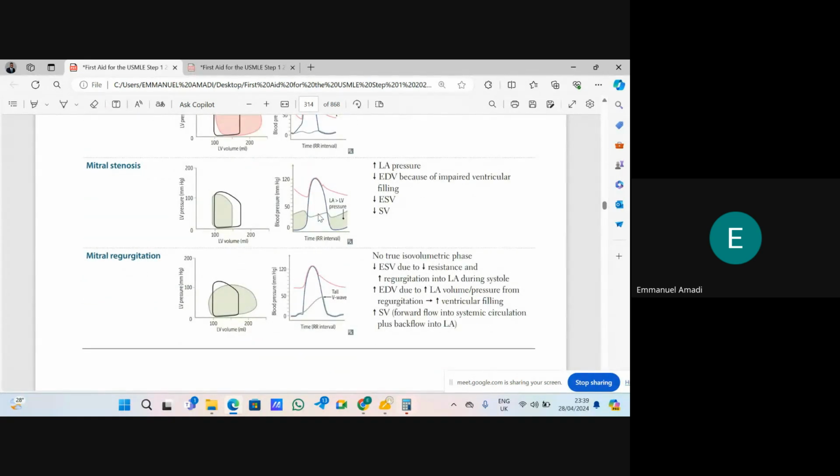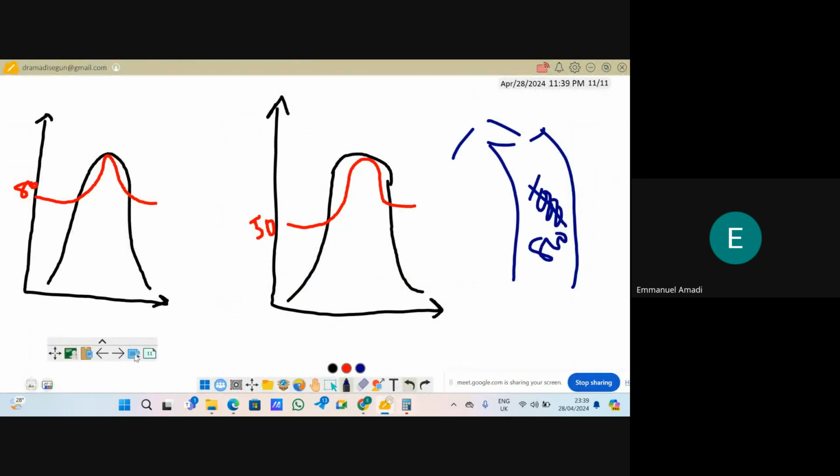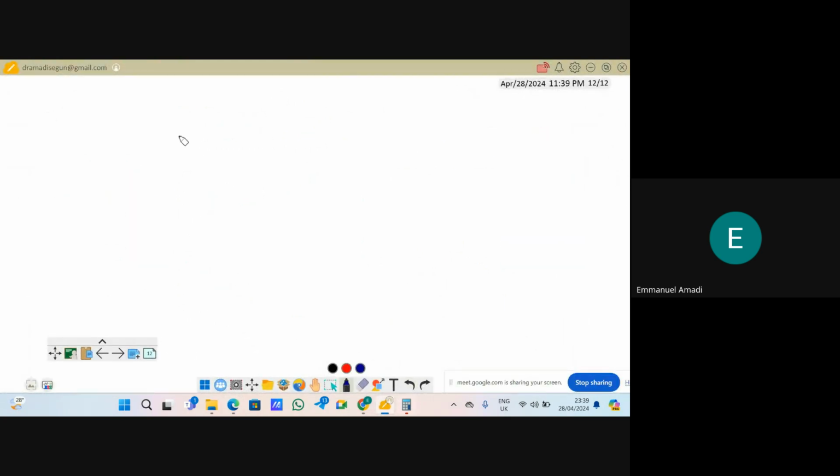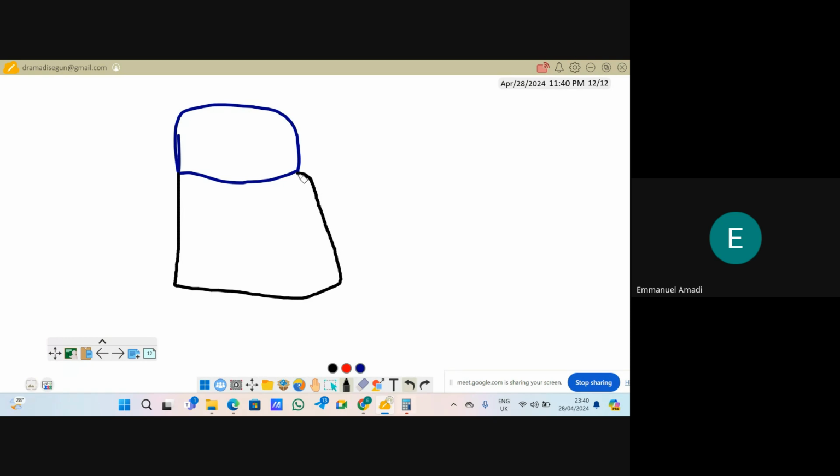Now, let us tie in the mitral stenosis. When we tie in the mitral stenosis, what you need to understand is this. This is the atrium. This is the ventricle. The problem in mitral stenosis is not the ventricle. The problem in mitral stenosis is with the atrium and the mitral valve. Those are where the problem occurs.